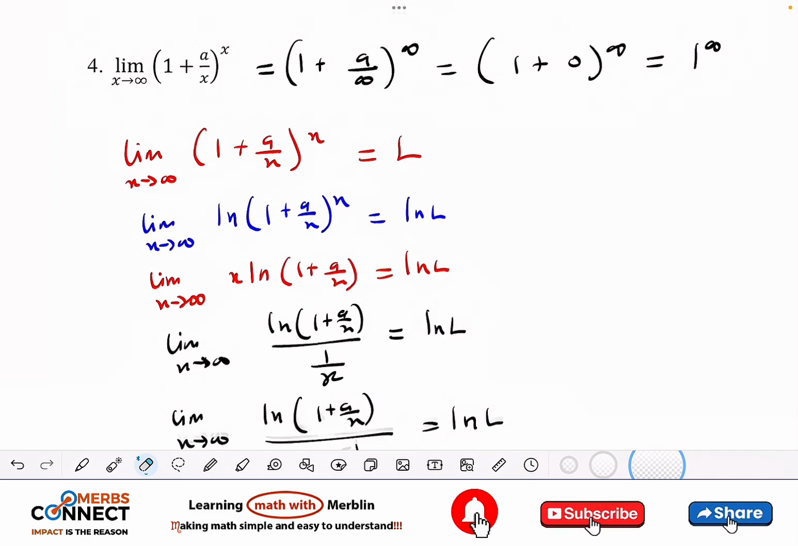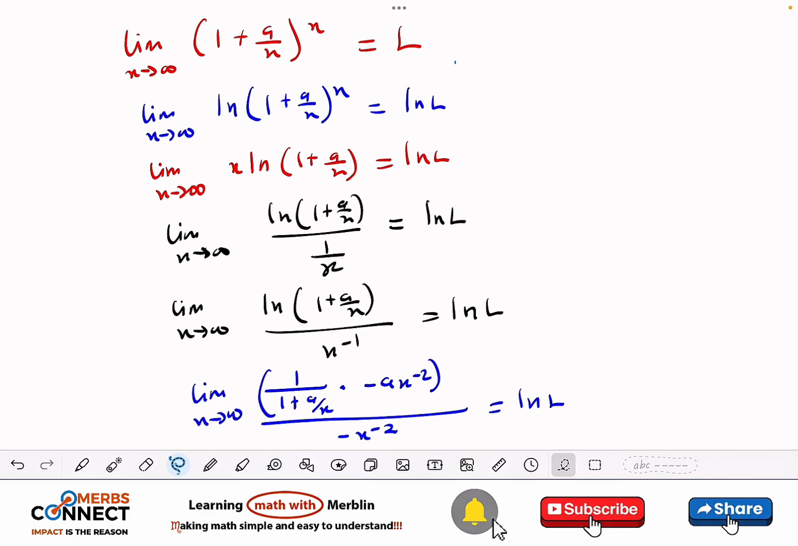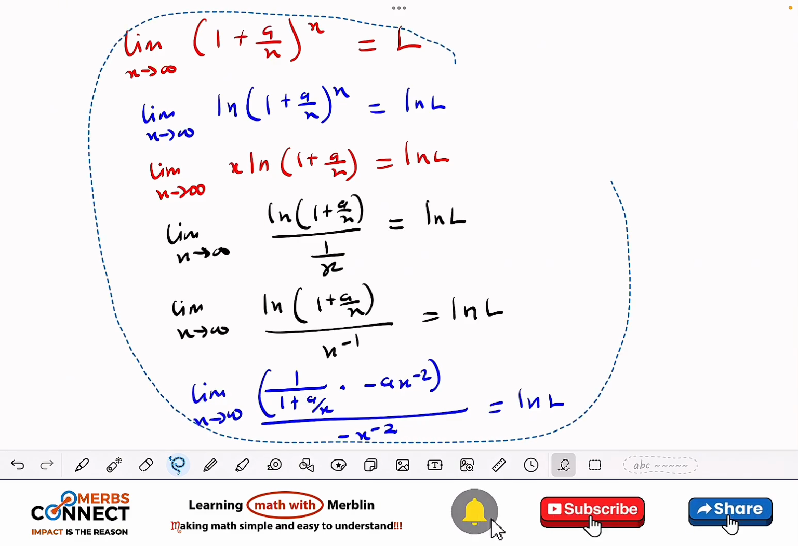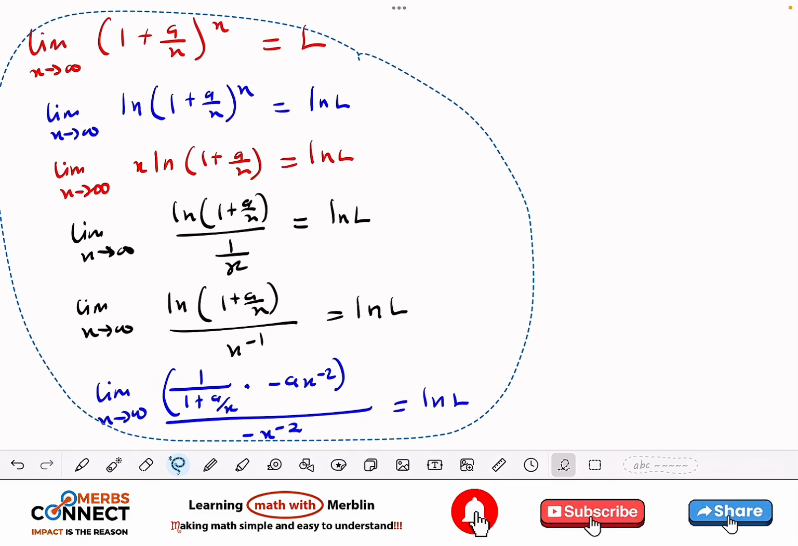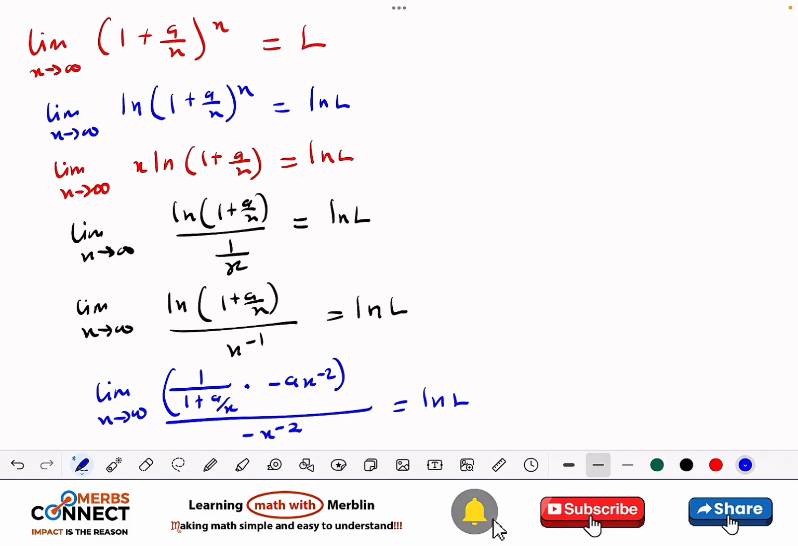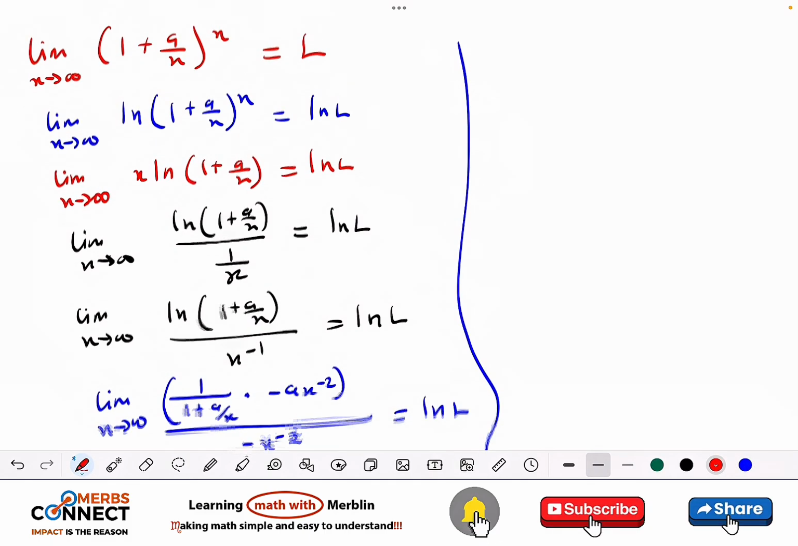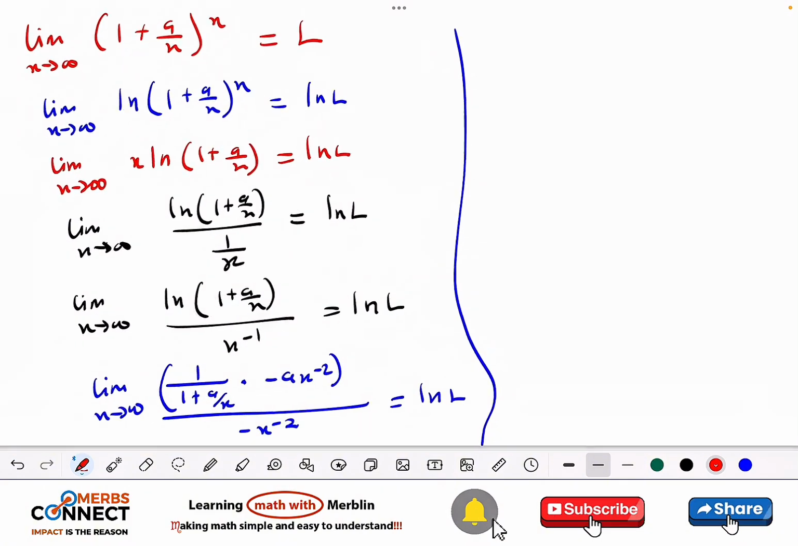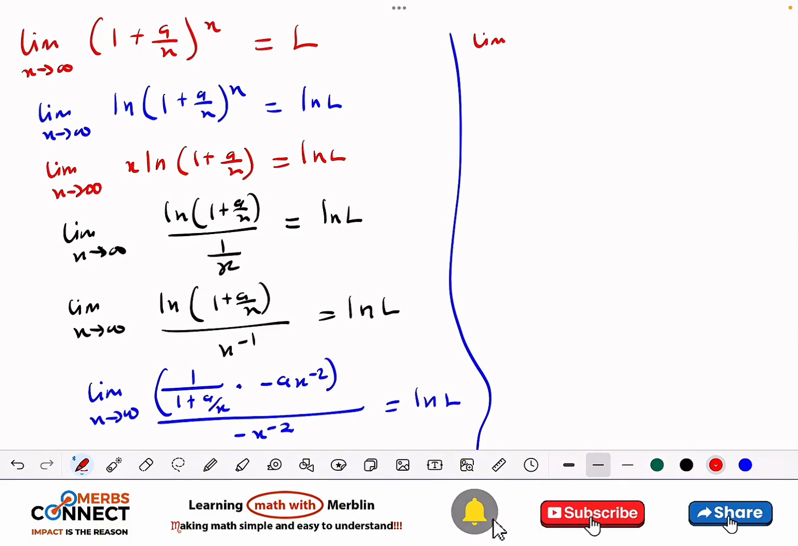Now let me divide this guy. Let me shift it to the other side small so that I can use the space there to write. Good. So let's divide this one into 2. Now from here, let's do the simplification. So I'm going to have the limit as x approaches infinity of 1 divided by 1 plus a over x.